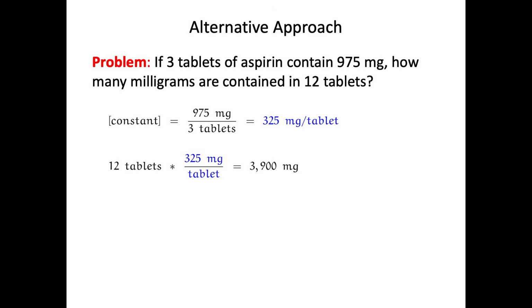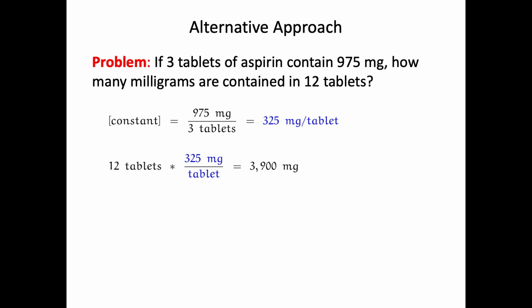Let's go ahead and divide that out. The 3 will go into the 975, and 975 divided by 3 is 325. So 325 is our number, but remember, our units don't cancel. We have milligrams over tablets. The units are what's a little tricky for some people when you divide that. It's 325 milligrams per tablet, but that is our constant.